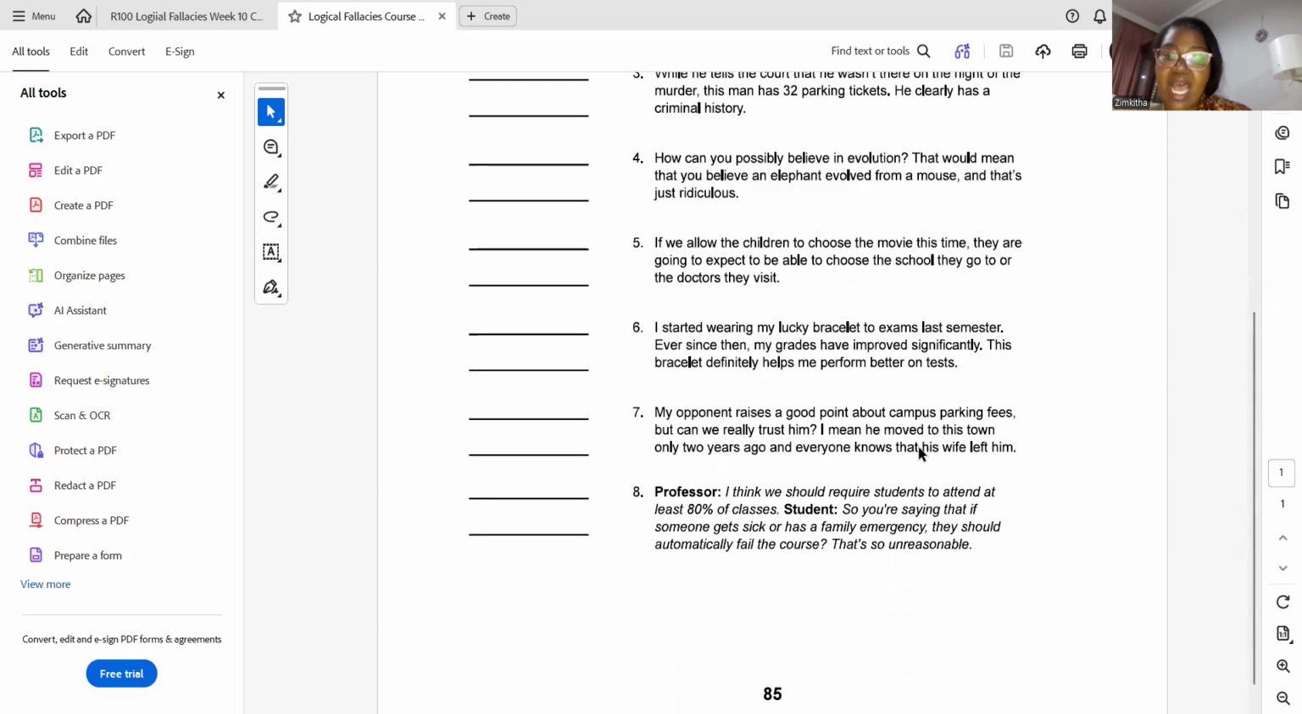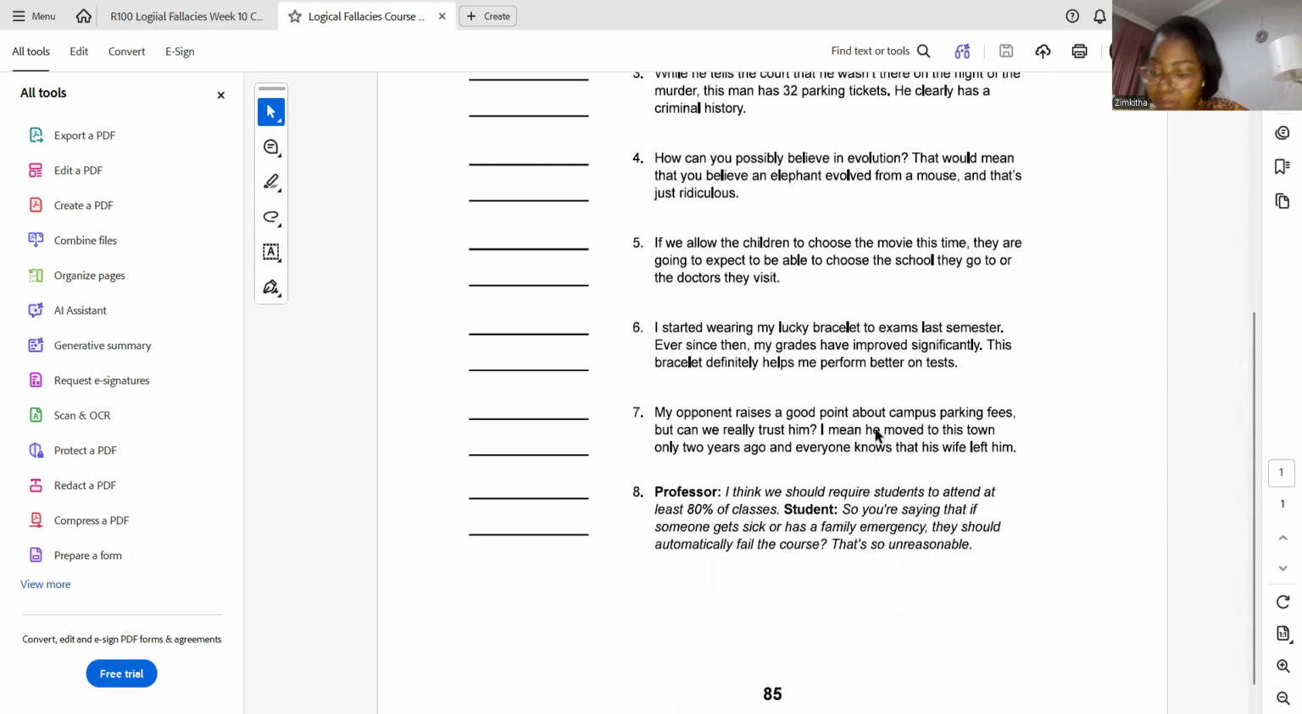Number 6, I started wearing my lucky bracelet to exams last semester. Ever since then, my grades have improved significantly. This bracelet definitely helps me perform better. So the person says the reason why they're doing so well is because they're wearing a bracelet. That's not true. What type of logical fallacy do we call that one? We call it an ad hoc or a false cause.